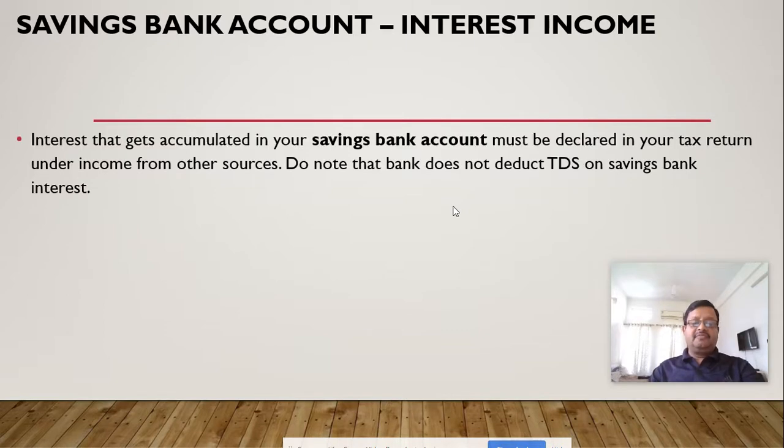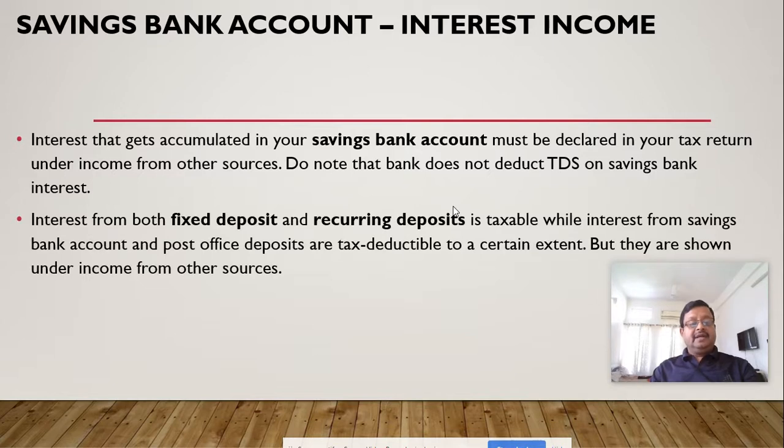Regarding savings bank account, we have to say that interest that gets accumulated in your savings bank account must be declared in your tax return under income from other sources. But note that the bank does not deduct TDS on savings bank interest. It is up to the taxpayer to show it in the income tax return. Interest from both fixed deposits and recurring deposits is taxable, while interest from savings bank account and post office deposits are tax deductible to a certain extent. But all of these are shown in the income tax return under the head income from other sources.